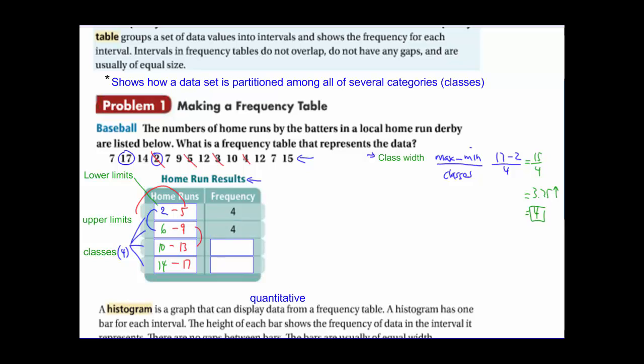If we look at 10 to 13, we get 3, and then from 14 to 17, we get 3. This is a frequency table. Be sure to also include, remember, a title, and then we want to label the bars that we created. For instance, on the left-hand side, we have home runs, and then we have frequency on the right.